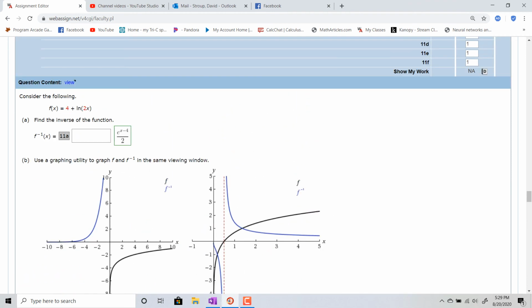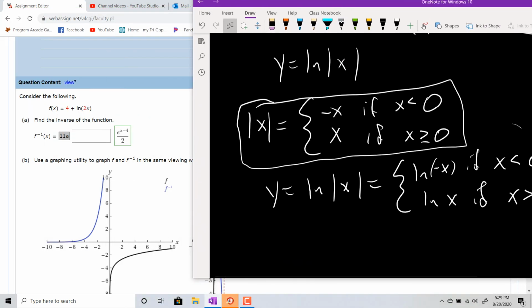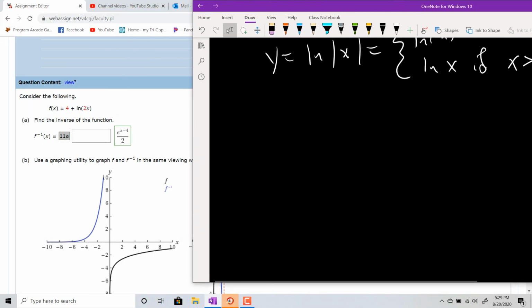This one looks like a nightmare. Let's try this one. Okay. So first I want to find the inverse of this thing. Scroll down a bit. So I have f of x equals 4 plus the ln of 2x. Okay, and I want to find the inverse function for it.